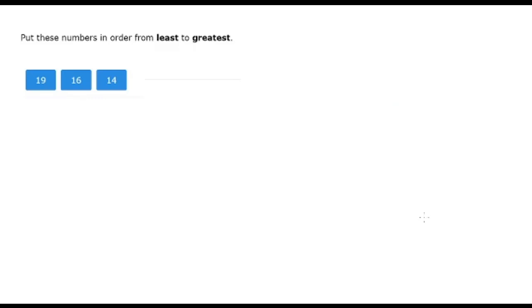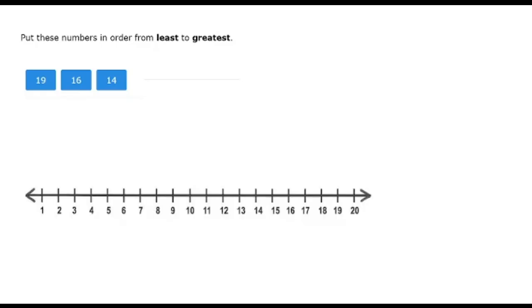In this video, we're going to be ordering numbers from least to greatest. So if you have a problem like this, and it asks you to put these numbers in order from least to greatest, you need to figure out which number goes first, which number goes second, which number goes third. So one way to do it is you could count in your head and figure out which one comes first.